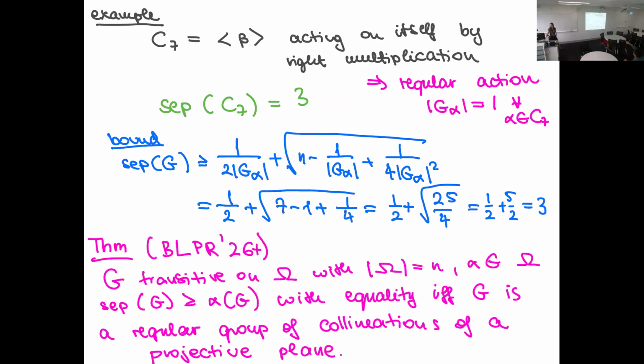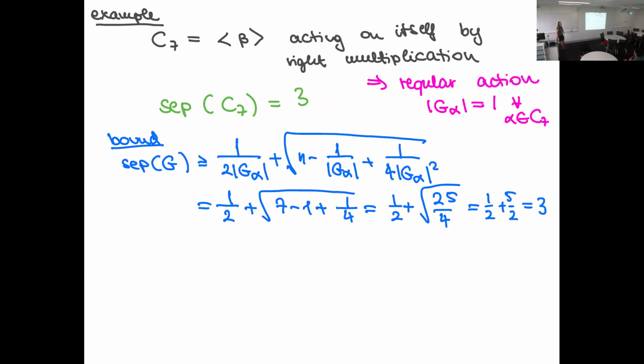So how did you define G alpha? G alpha is the point stabilizer. So it's all the elements in the group that send alpha to alpha. And then the definition of regular action is that alpha is only sent to alpha by the identity.